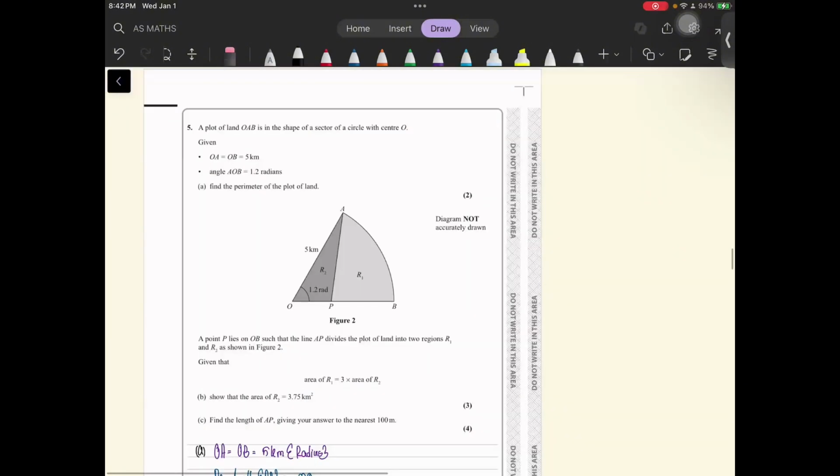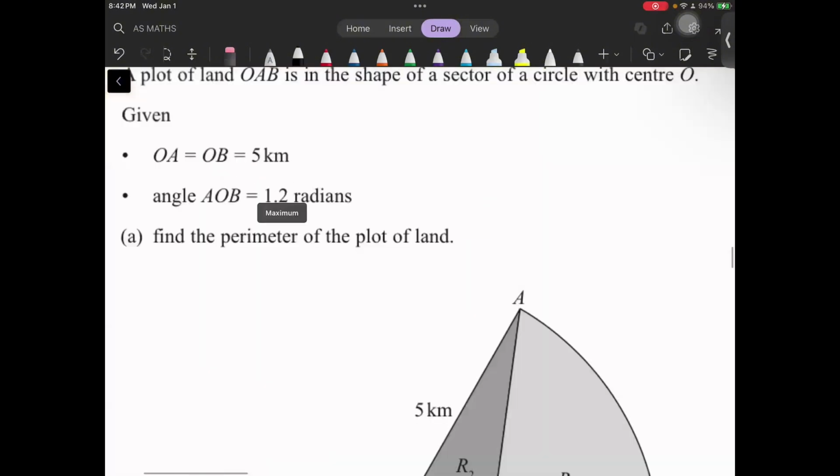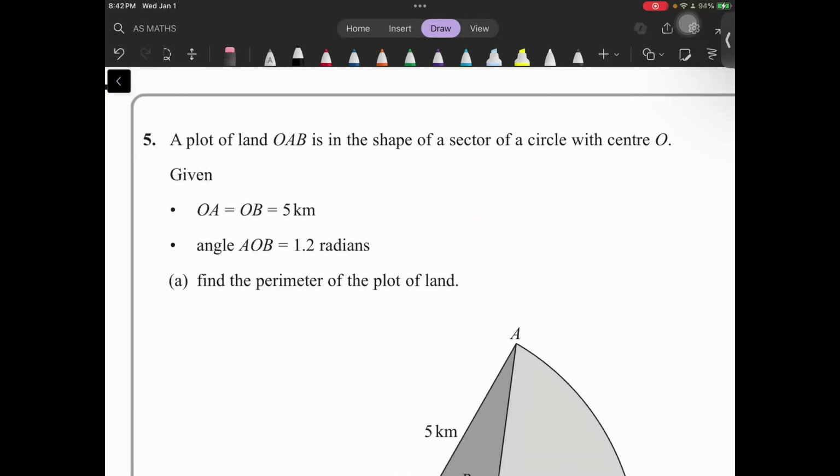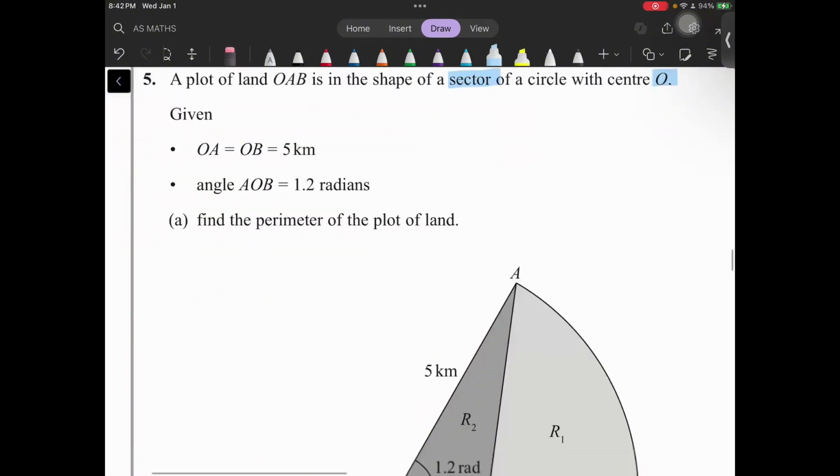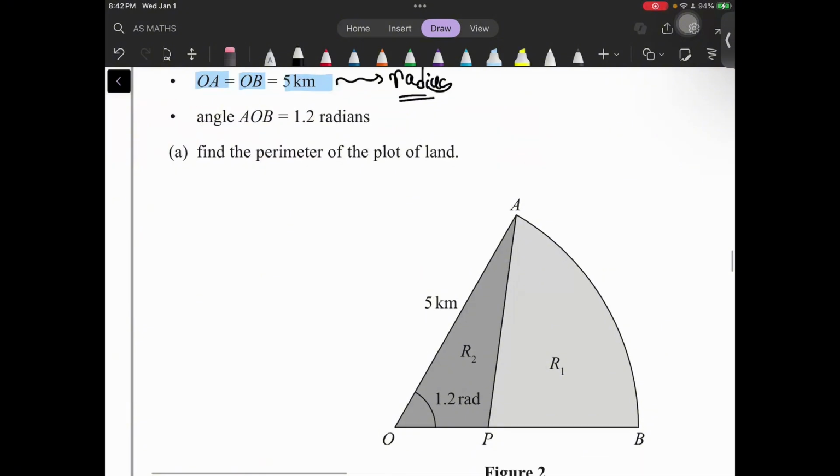Okay. So a plot of land OAB is in the shape of a sector of a circle with center O. Given that OA equals OB equals 5, because this is the radius, to be honest. And angle AOB equals 1.2 radian. Find the perimeter of the plot of land, right?